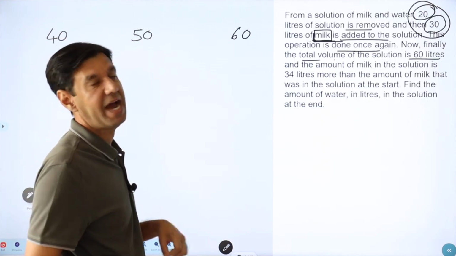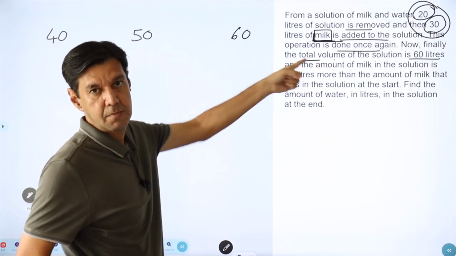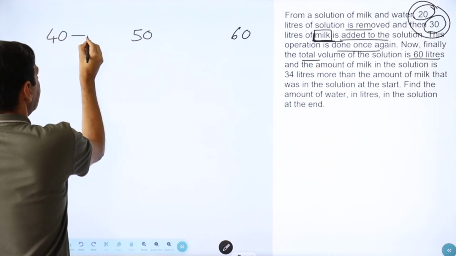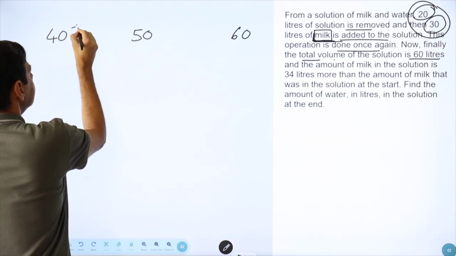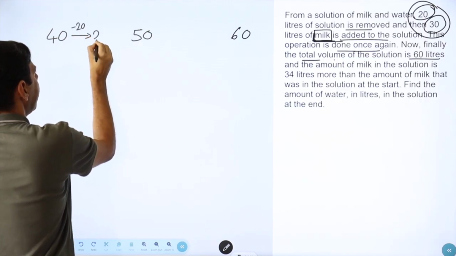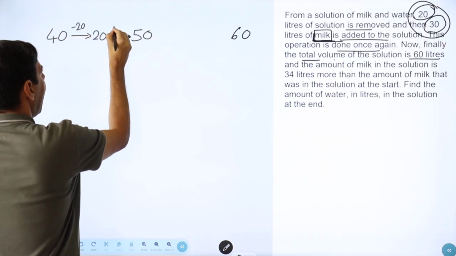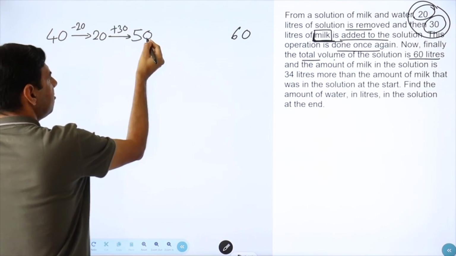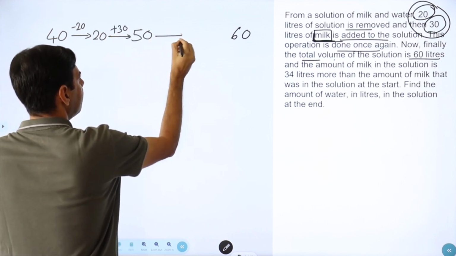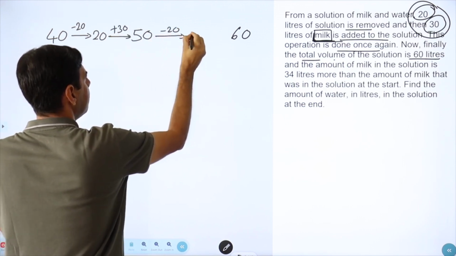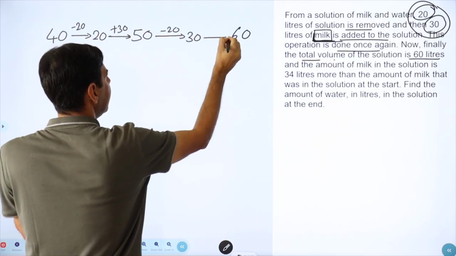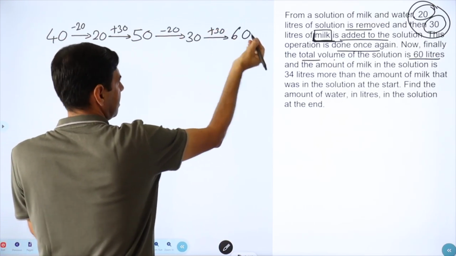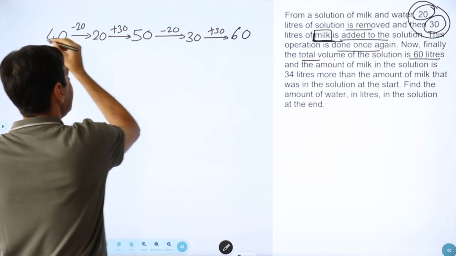Now this should have come direct, students. So from 40 you would have removed 20. So it would have become 20. From 20 you would have added 30. It would have become 50. From 50 you would have removed 20. It would have been back to 30, and added 30. It would have become 60. And this total volume is necessary.